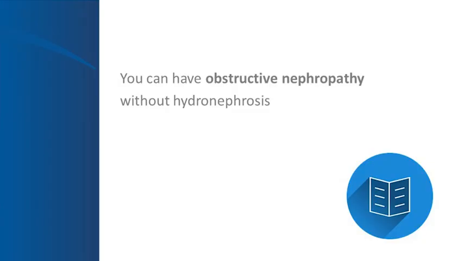So the teaching point from this case is that you can have obstructive nephropathy without any hydronephrosis, and you have to maintain high index of suspicion when you don't find any alternative cause for acute kidney injury.